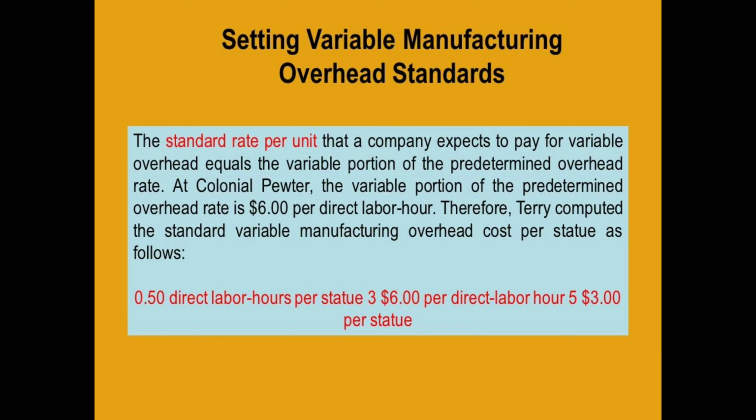The standard rate that a company expects to pay for variable overhead equals the variable portion of the predetermined overhead rate. At Colonial Pewter, the variable portion of the predetermined overhead rate is $6 per direct labor hour. Therefore, Terry computed the standard variable manufacturing overhead cost per statue as follows: 0.50 direct labor hours per statue multiplied by $6 per direct labor hour equals $3 per statue.